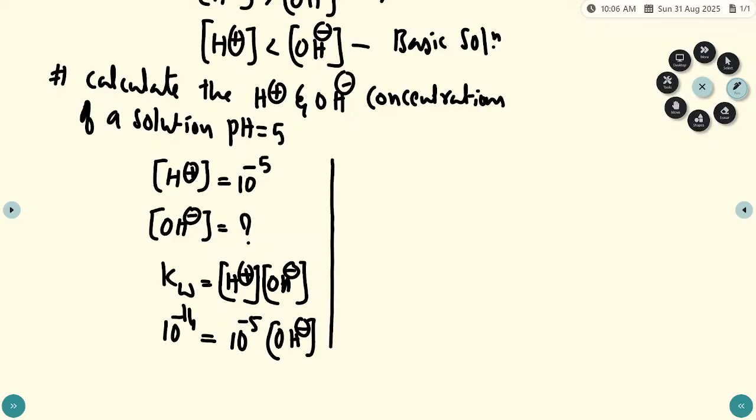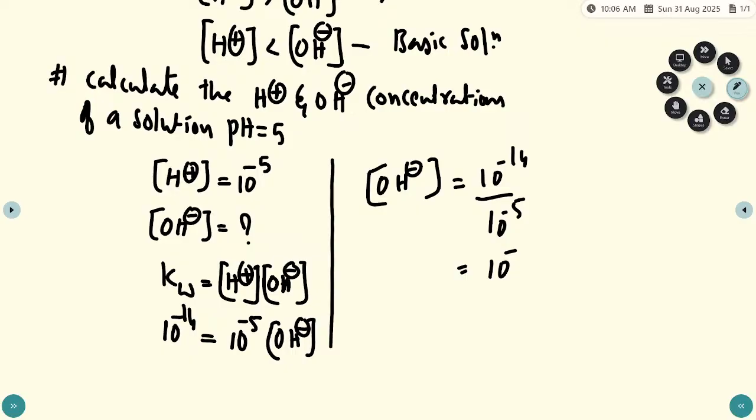So OH minus ion concentration is equal to 10 to the power of minus 14 by 10 to the power of minus 5, which is 10 to the power of minus 14 times 10 to the power of plus 5, since it goes from minus 5 to plus 5. So it is 10 to the power of minus 9. So this is the concentration of OH minus ion. That is how to calculate it.